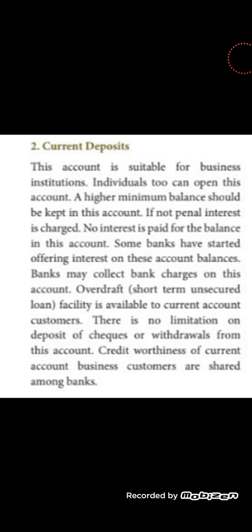What do you mean by overdraft facility? Suppose one person has 1 lakh in his account and needs 1,50,000. If he maintains a current account, an overdraft facility is allowed on his account.